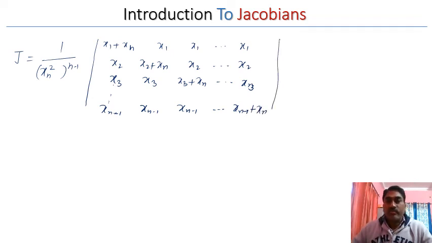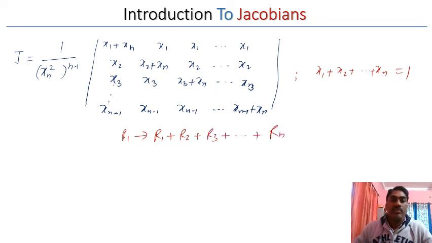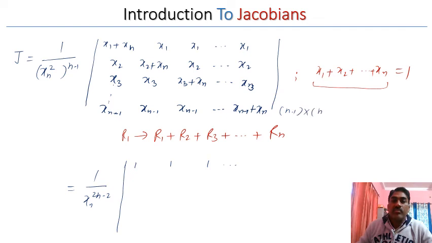So now what can you do? We know that we have a relation x1 plus x2 plus up to xn is equal to 1. So take a sum of all the rows, meaning r1 can be written as r1 plus r2 plus r3 plus up to rn. What will this yield? You can see x1 plus x2 plus x3 plus up to xn minus 1 plus xn. That all will come in the first row at each element position. So each element of the first row will become this sum, which means 1. So we will get 1 by xn to the power 2n minus 2, and the determinant is 1 1 1. This is n minus 1 by n minus 1, so keep it remembered.